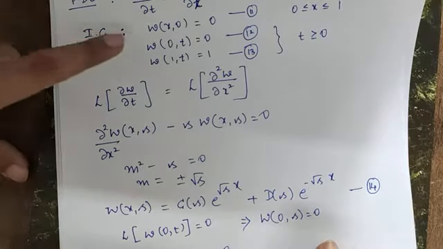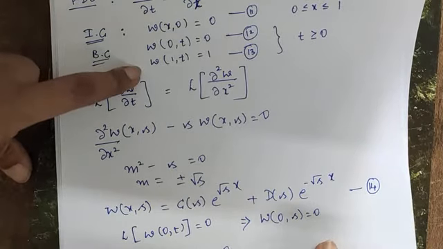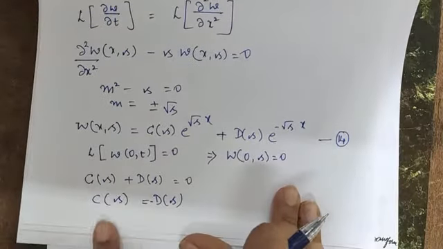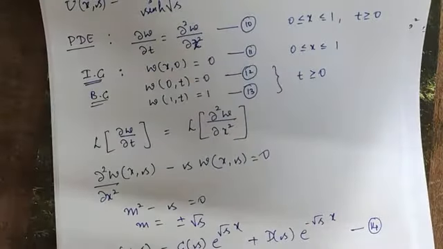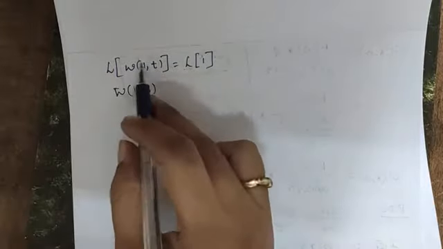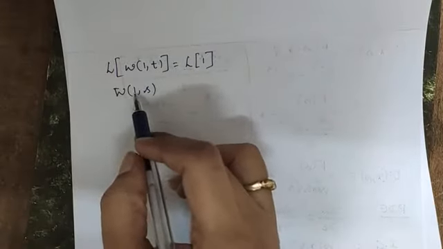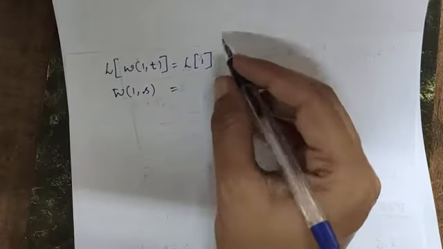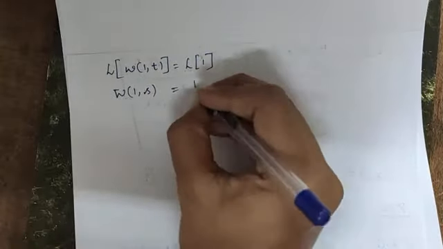So now I will use your equation number 13, and I will find out any one of these two, that is c of s or d of s. If you apply Laplace transform to this, you will get omega of 1 comma s is equal to, what is Laplace transform of 1? It is 1 over s.